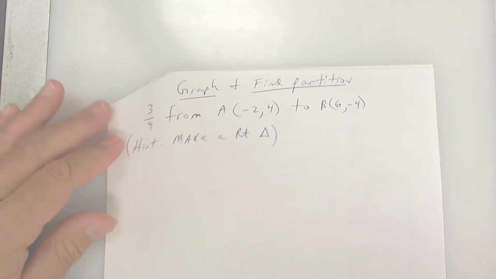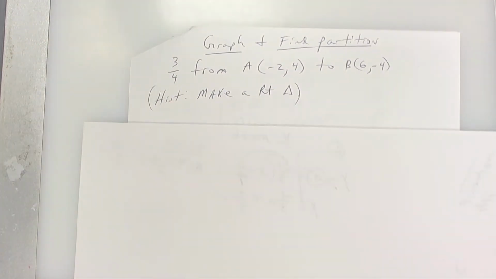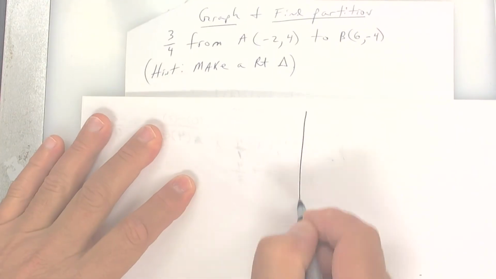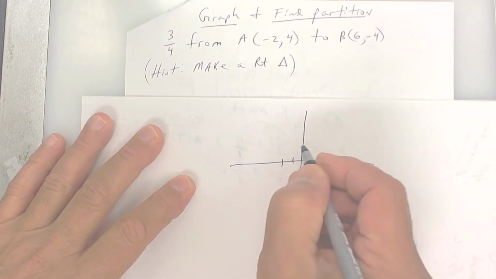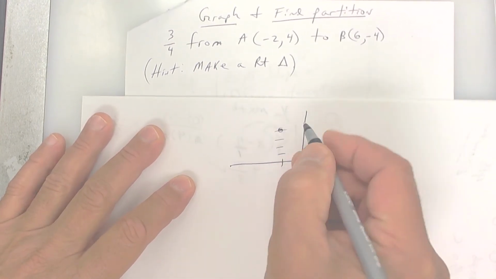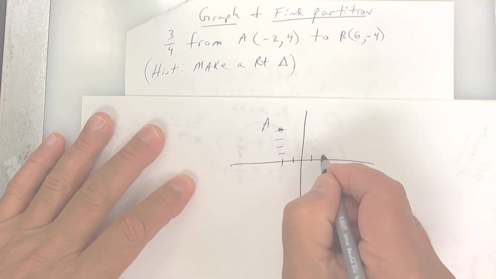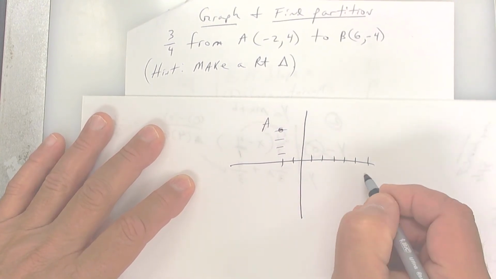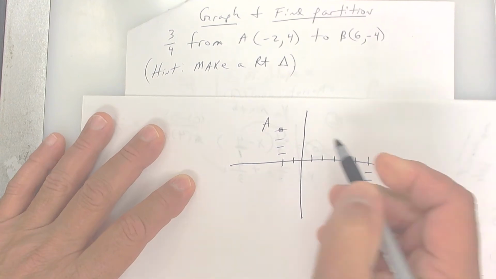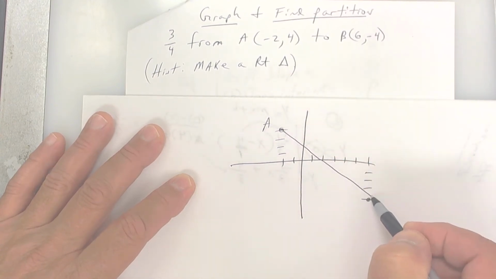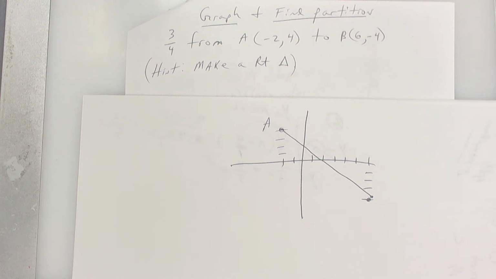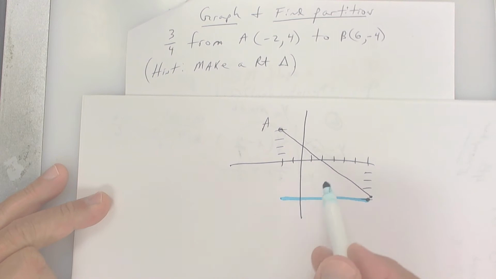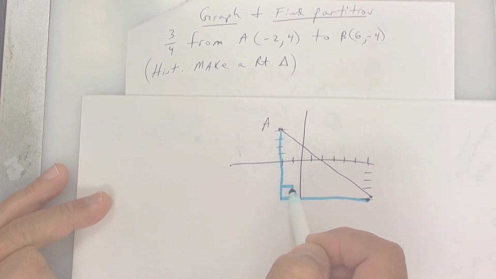Try this one as well, geometry students. It says graph and find the partition. Well, let's graph it. So you want to go negative 2 up 4 and put an A over 6, 5, 6, and then down 4. Connect it. Remember the hint. The hint is to draw, I'm using a different color, a right triangle. That's the hint for the partition.